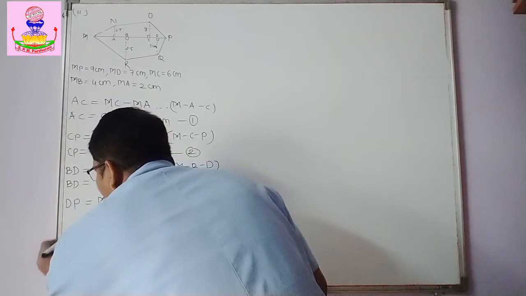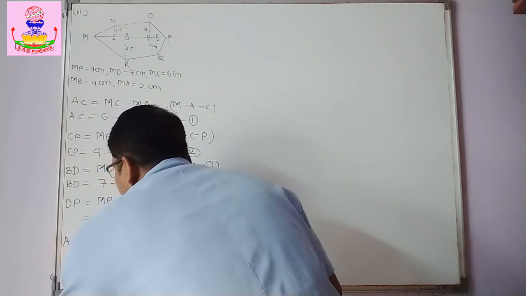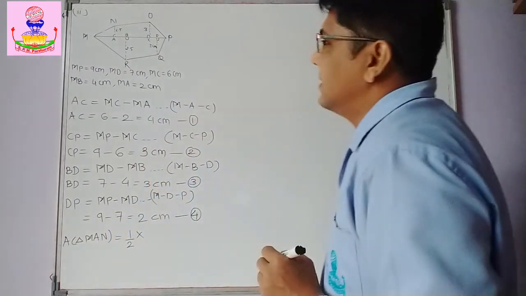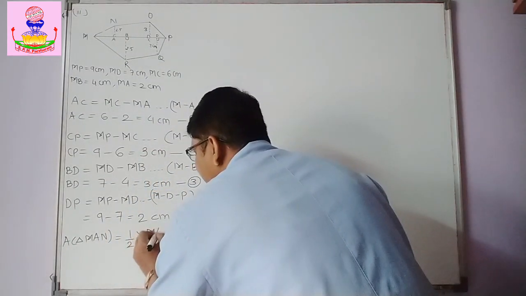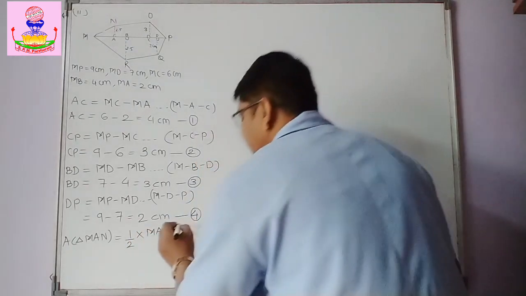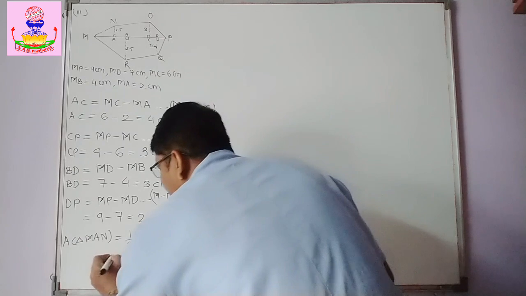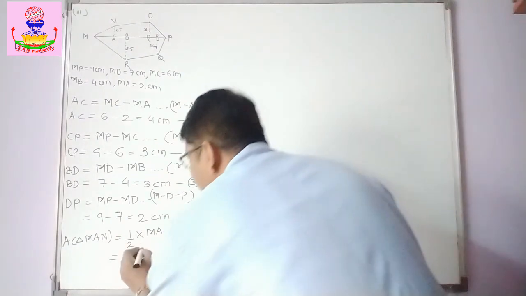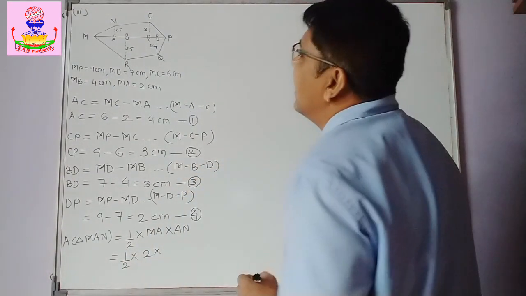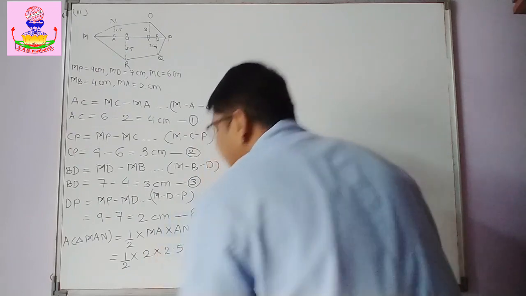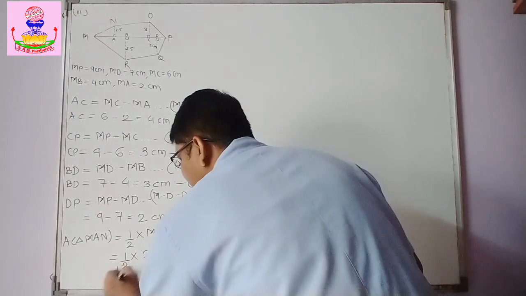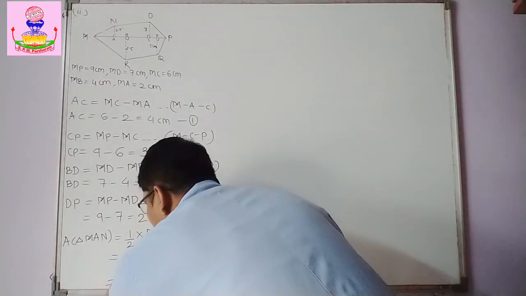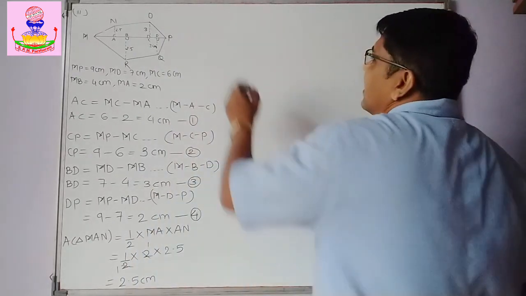We will go step by step, dear students. So, area of triangle MAN, that is half into base, that is MA, into height, that is AN. Right? Now, what is MA? We know MA. MA is given 2 centimeters. And AN is 2.5. Am I right? Okay. So, 2 ones are 2. So, 1 into 2.5. What is that? Oh yes, 2.5 square centimeters.